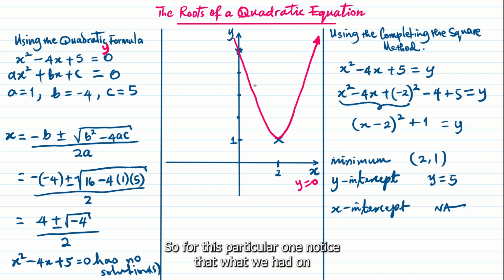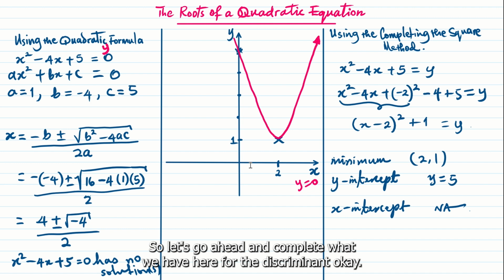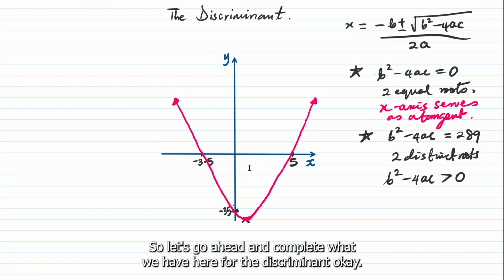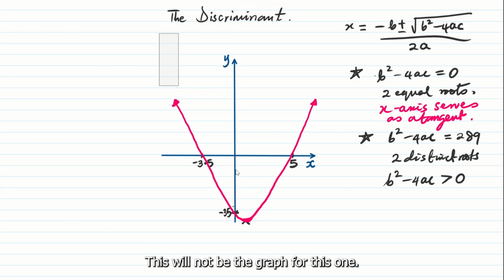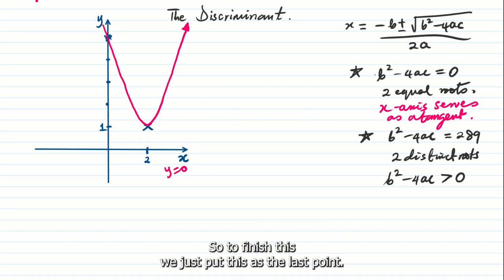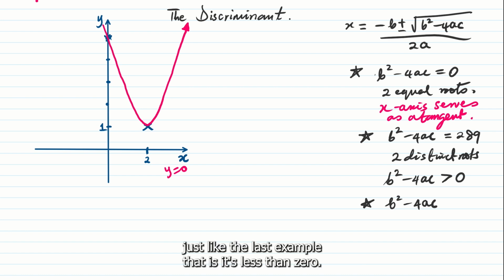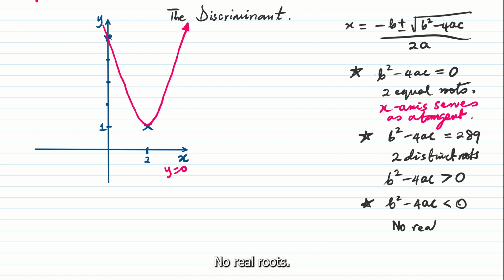So for this particular one, notice that what we had under the radical here is negative. So let's go ahead and complete what we have here for the discriminant. This will not be the graph for this one, so I'm just going to clear it out. All right, so to finish this, we just put this as the last point, and then we say that if our b squared minus 4ac is negative, just like the last example, that is, it's less than 0, we have no real roots.